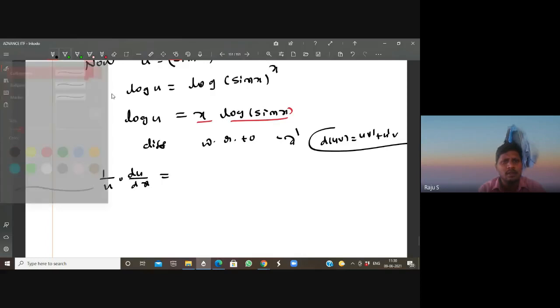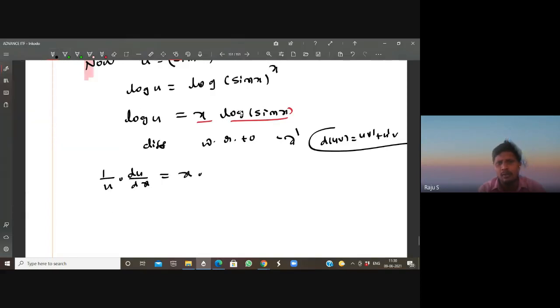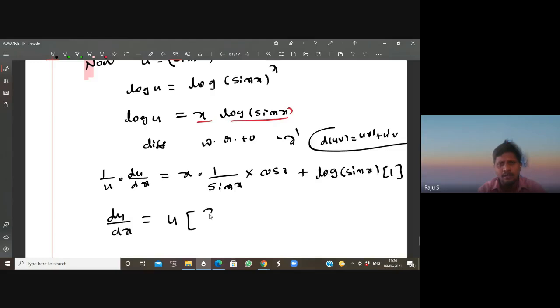Okay, students. So the right side is x into log sin x, the derivative is by chain rule. Derivative of log x is 1 by x, so 1 by sin x into the derivative of sin x, which is cos x. This is the derivative of log sin x. Now x's derivative is 1. So du by dx is clearly equal to u cross multiply x cos x by sin x plus log of sin x.